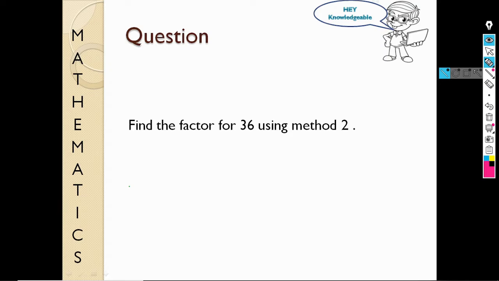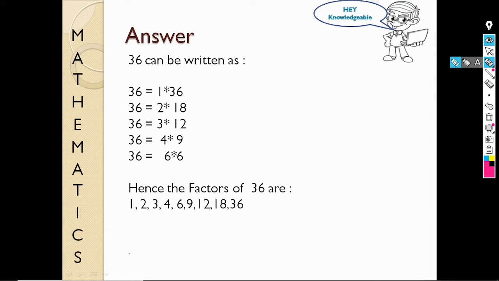Now let's see this question. Find the factors of 36 using method 2. Pause the video for some time and try to find the answer by yourself. The answer is there in the next slide. So let's see the answer. By applying method 2, we can see that 36 can be written as 1 into 36, 2 into 18, 3 into 12, 4 into 9 or 6 into 6. So what are the unique numbers here? You will see that these numbers constitute the factors of 36.